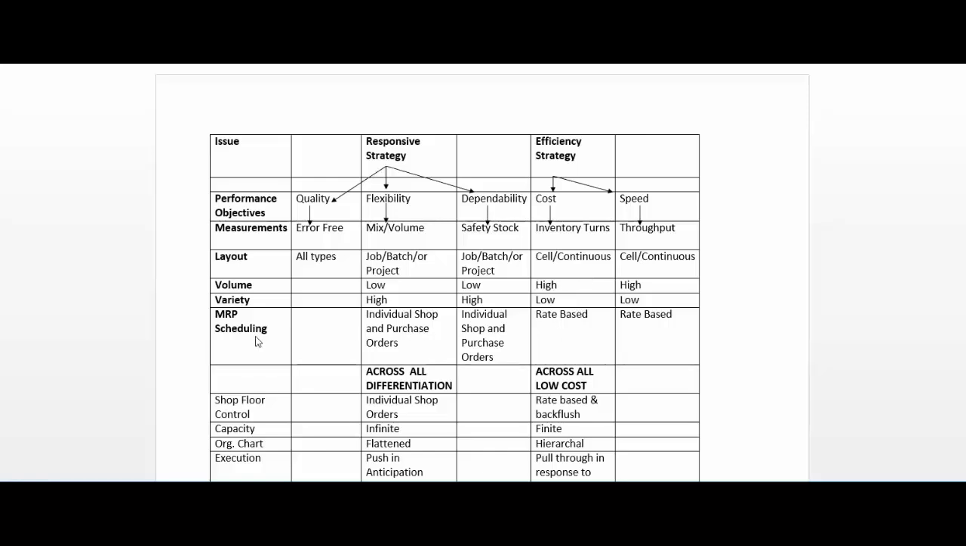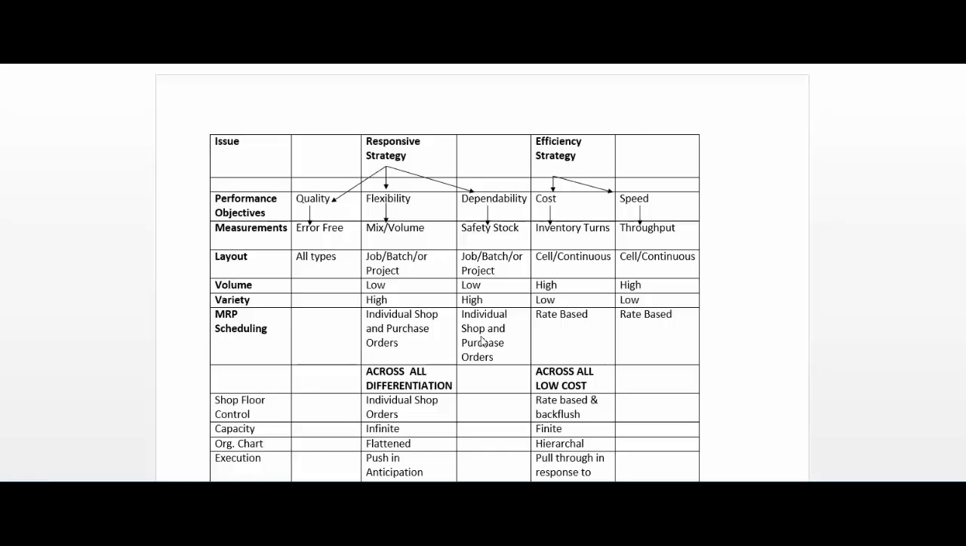Some of the other things that are part of the strategies: if you look at your scheduling for MRP, materials requirements planning, or factory scheduling, if you're making the same thing all the time, then I can just build to a rate. I don't need a shop order.